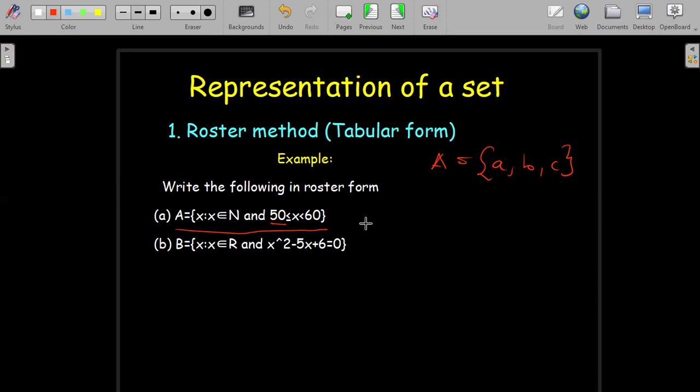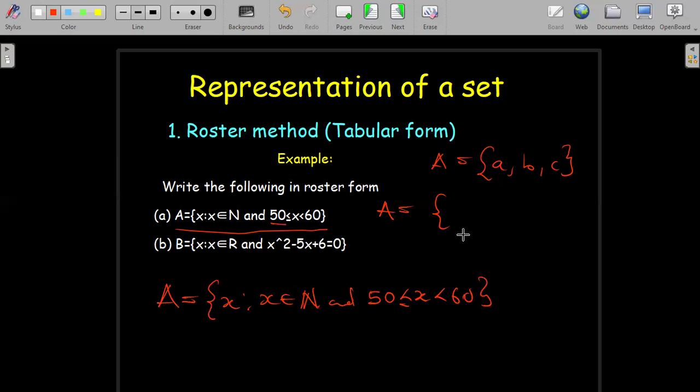So now let us list out this set in roster form. What are the numbers that are going to be involved? If you can't see, let me write the set here. A is equal to the set of x such that x is a member of the natural numbers, and x is in between 50, less than or equal to x, and then 60. Now let us list down the tabular or roster form. What are the numbers being involved here according to set A?